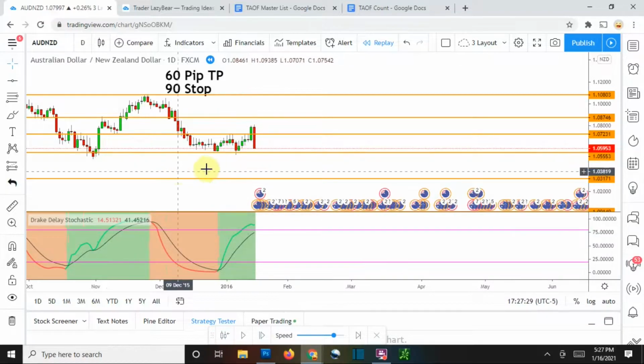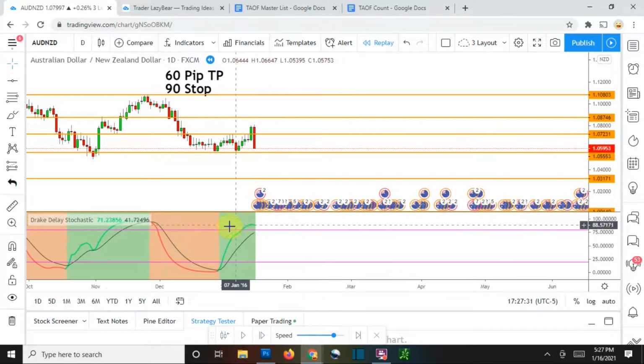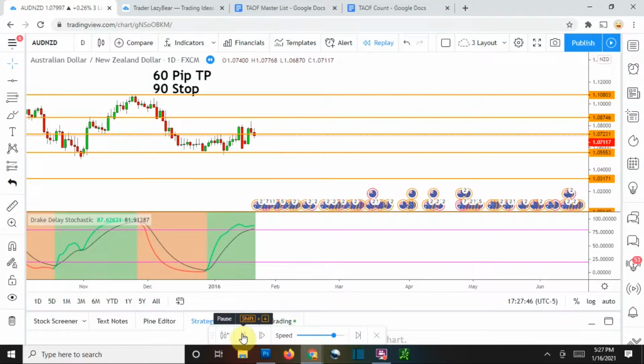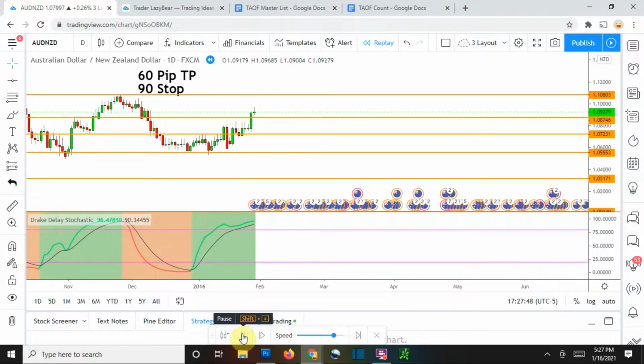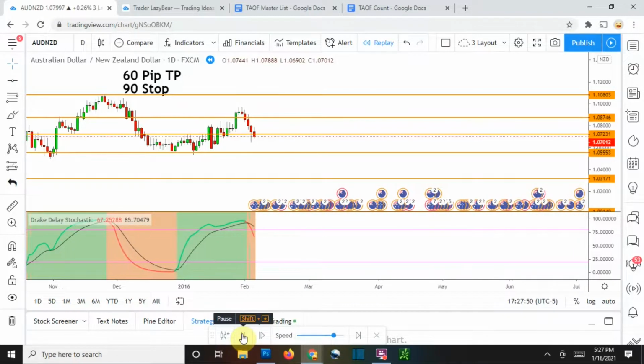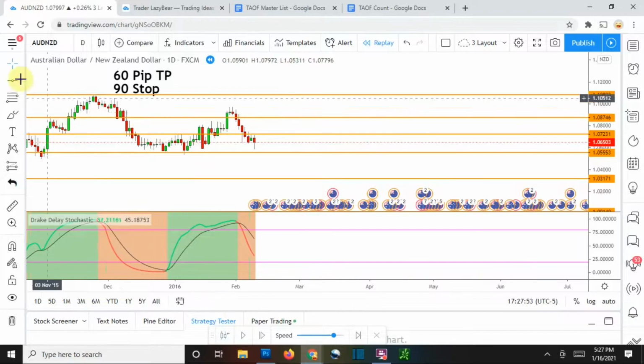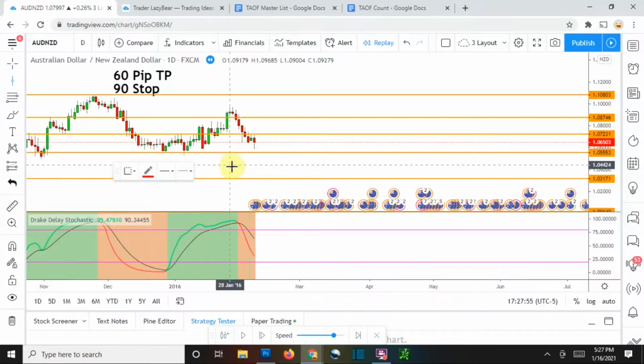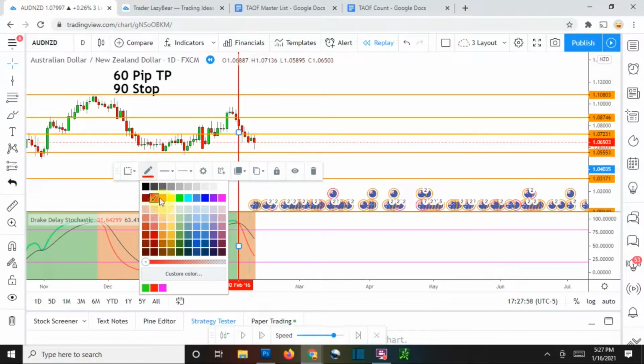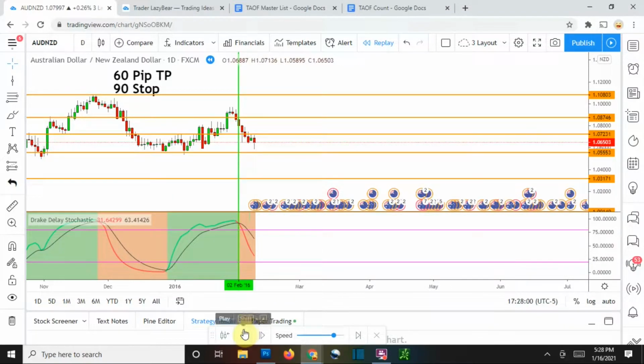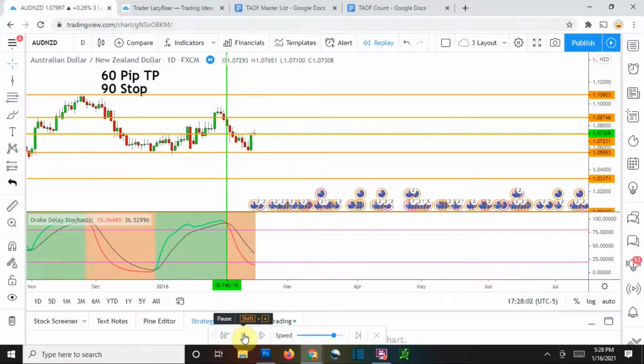Let's see here. If we look down here at the indicator, you can see that the stochastic line has broken up above the upper purple line. And so now what we are looking for is a red signal, a red background, to appear. And there it is right there. And so that is our first signal to go short, and it got us to take profit rather nicely.